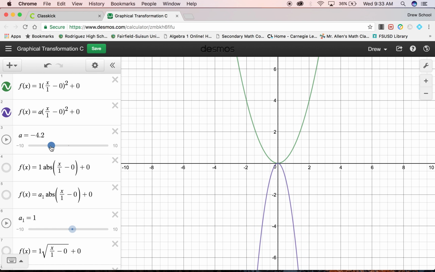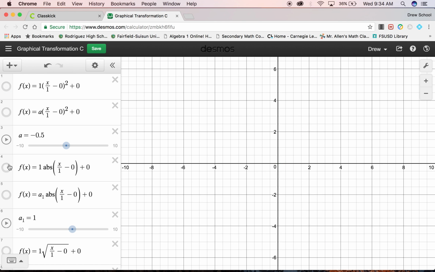As it gets smaller, it's getting a vertical stretch just in the negative direction, or a frowny face. And when it's a fraction, it's still a vertical shrink, but again, it's negative. So it's going the other direction. It's reflected over the x-axis. So this is known as a vertical stretch and vertical shrink.